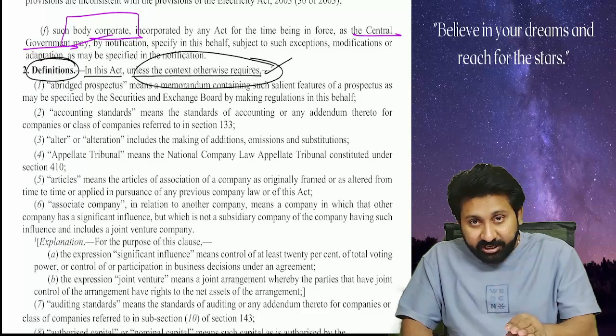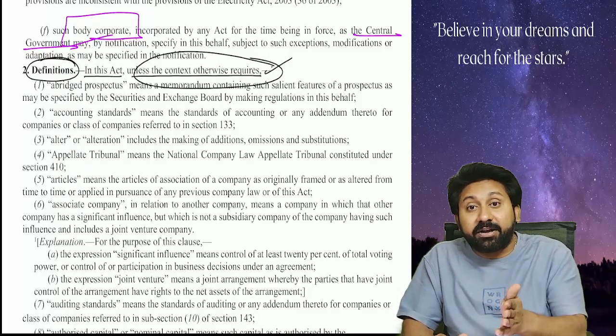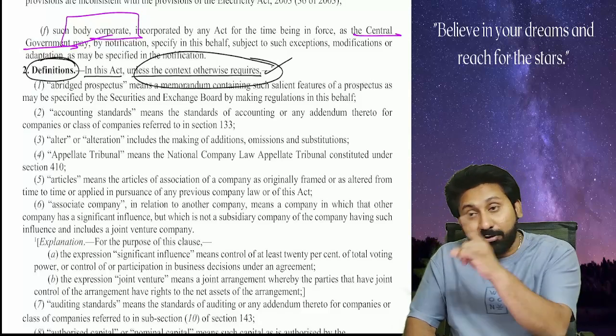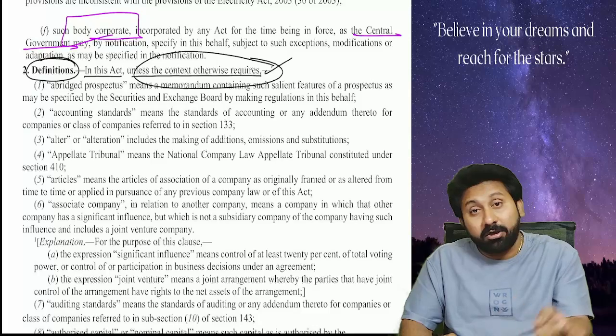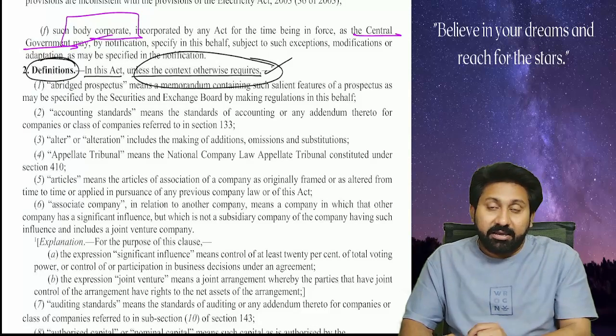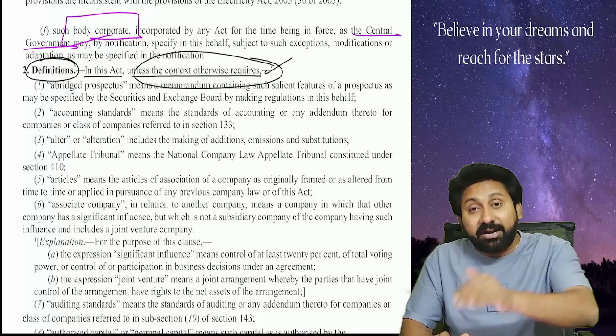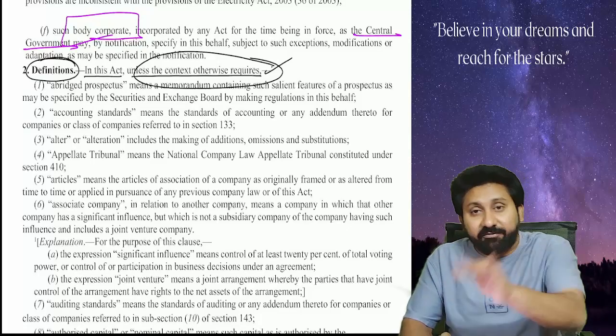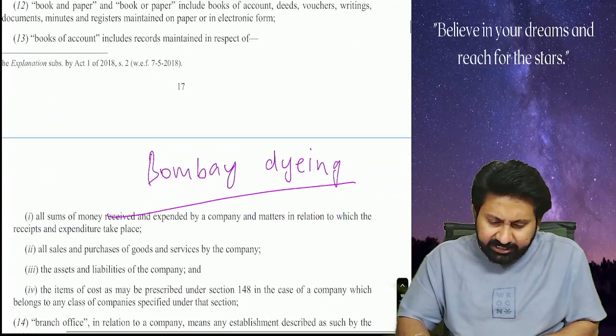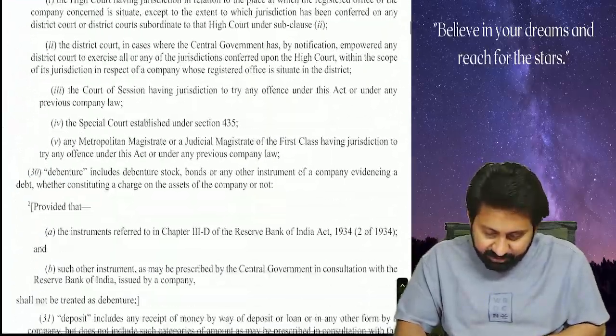If in a section these words are defined in a different way, follow that only. In that context, if they are defining in a different way, follow that only. If nothing is defined differently from this, follow this. If the context is different, if they defined it in a different way, follow that only. Classic example, foreign company definition.